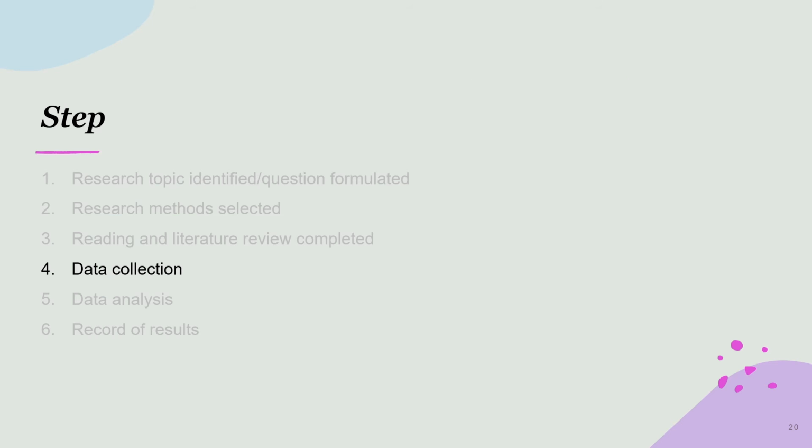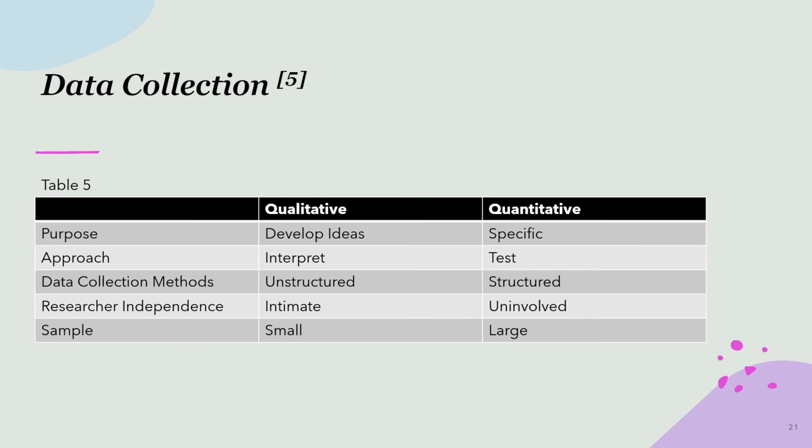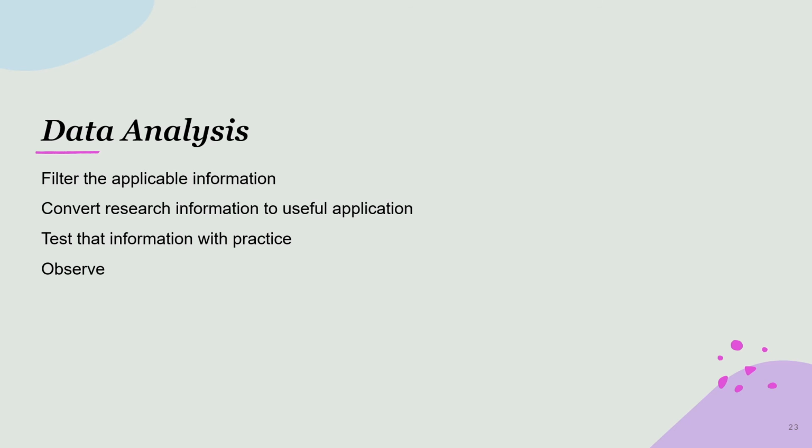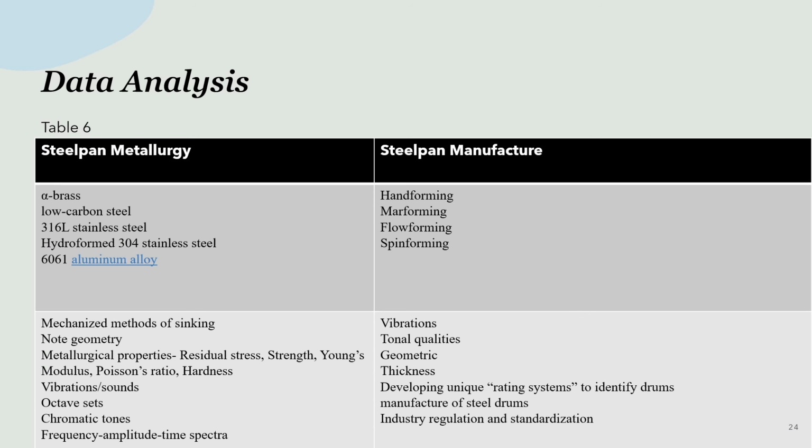Step 4, data collection. This table shows the difference between the purpose, approach, data collection methods, the researcher independence, and the sample size, depending on the type of research taken. Step 5, data analysis. Data analysis involves filtering the applicable information, converting this into useful applications, testing it, and then observing it with your use.